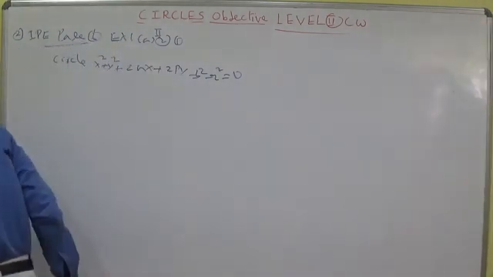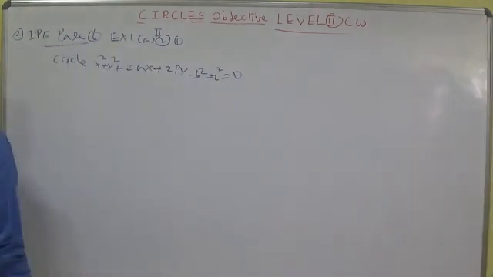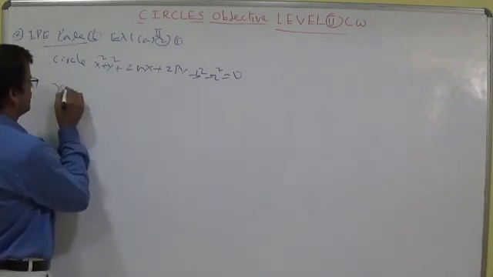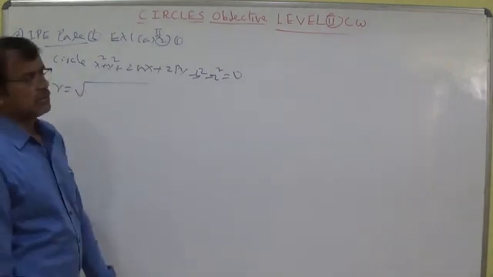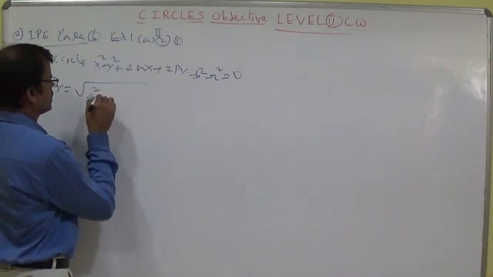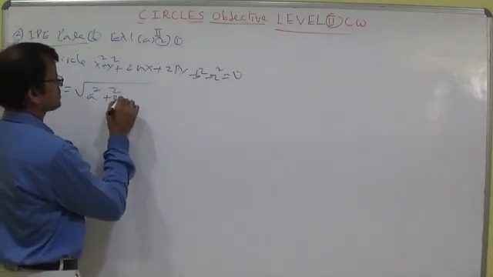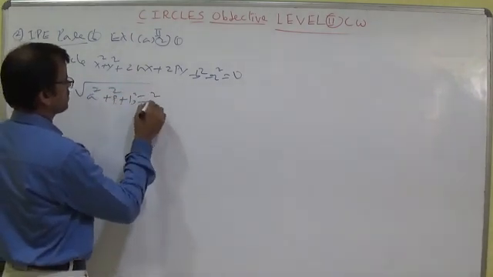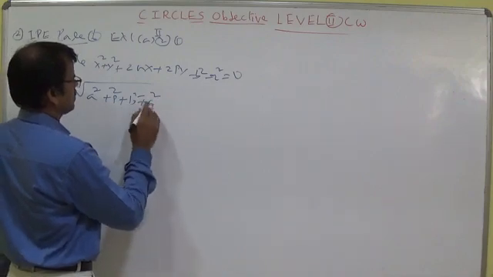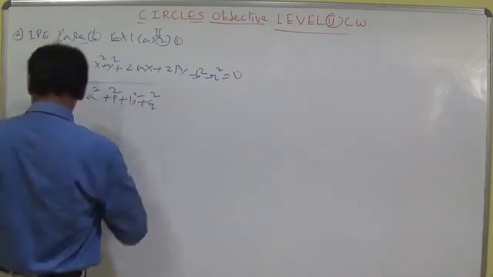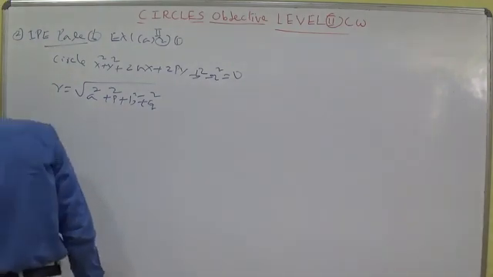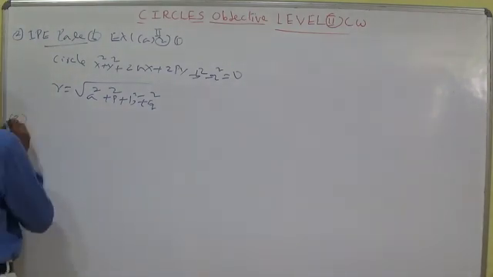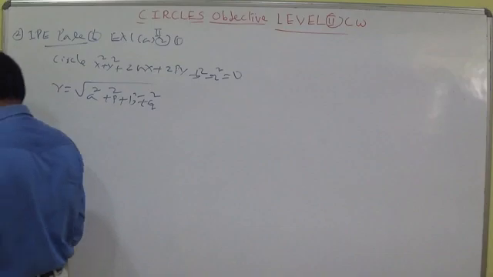He is asking the radius of the circle with AB as diameter. Radius means r is equal to root of g square plus f square minus c. The concept here gives a square plus b square plus p square plus q square. That's all. It is the first option. Now let us discuss the third sum.